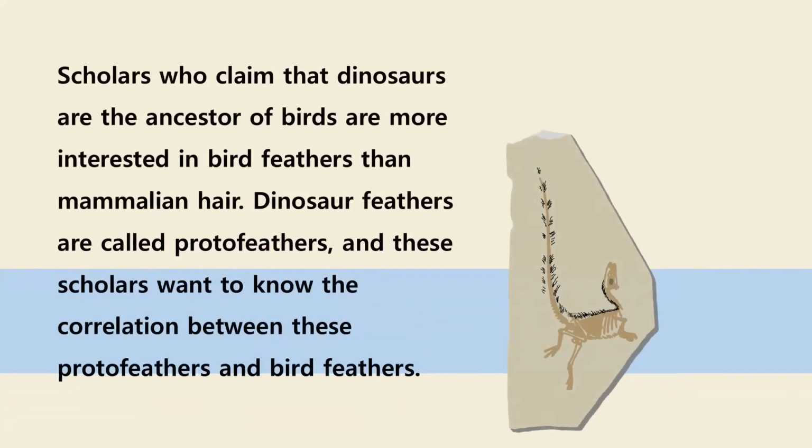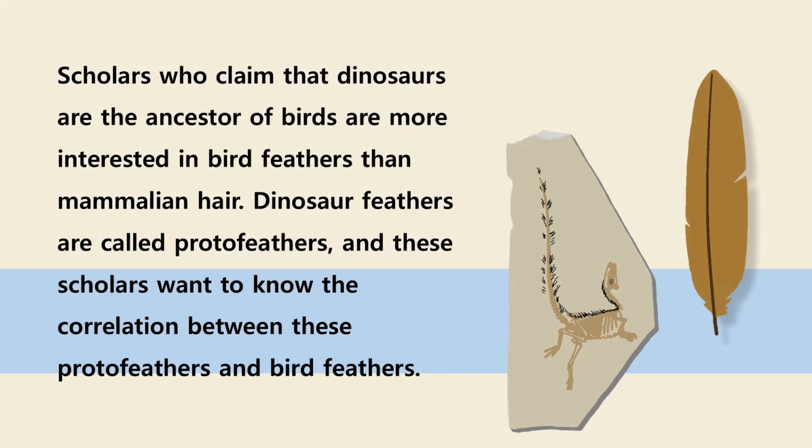Scholars who claim that dinosaurs are the ancestor of birds are more interested in bird feathers than mammalian hair. Dinosaur feathers are called proto-feathers, and these scholars want to know the correlation between these proto-feathers and bird feathers.